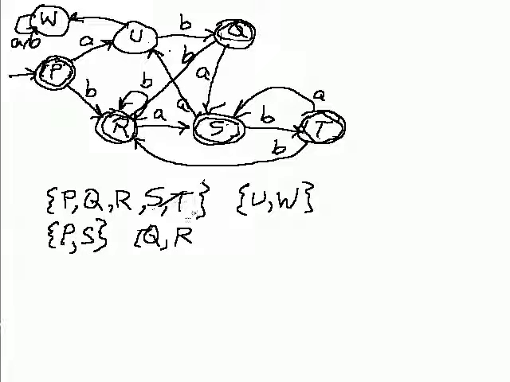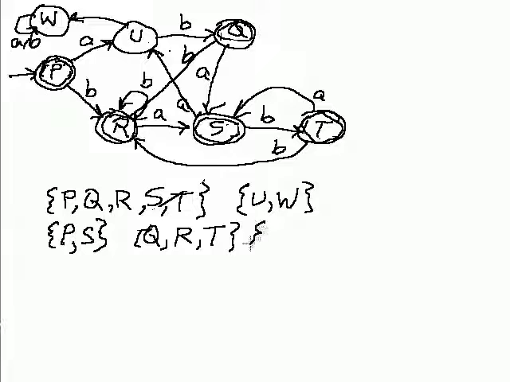What about T with R? T and R. On the letter A, they go to the same place. They both go to S. On the letter B, they both go to the same place. T goes to R, and R goes back to R. So T can be with these guys.